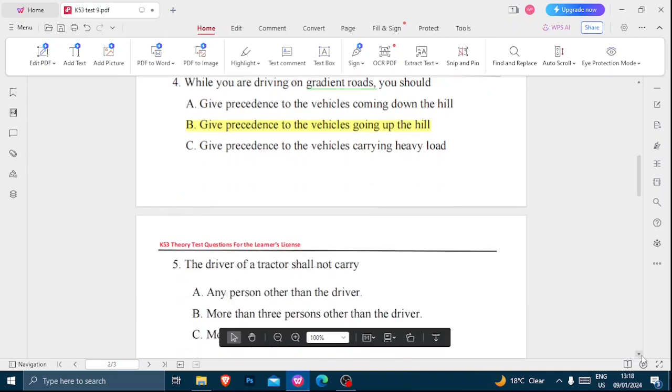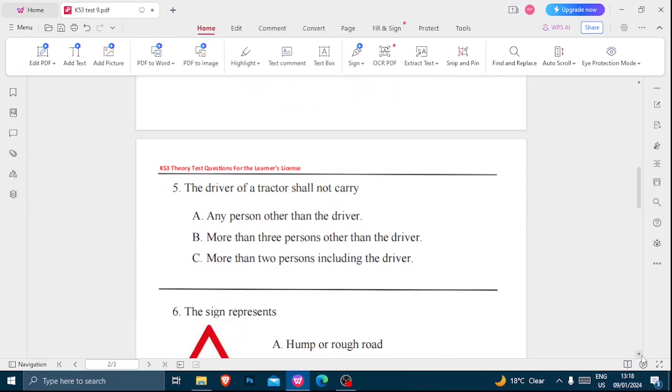Now let's look at number 5. The driver of a tractor may not carry, option A, any person other than the driver, B, more than 3 persons on the tractor, C, more than 2 persons including the driver.